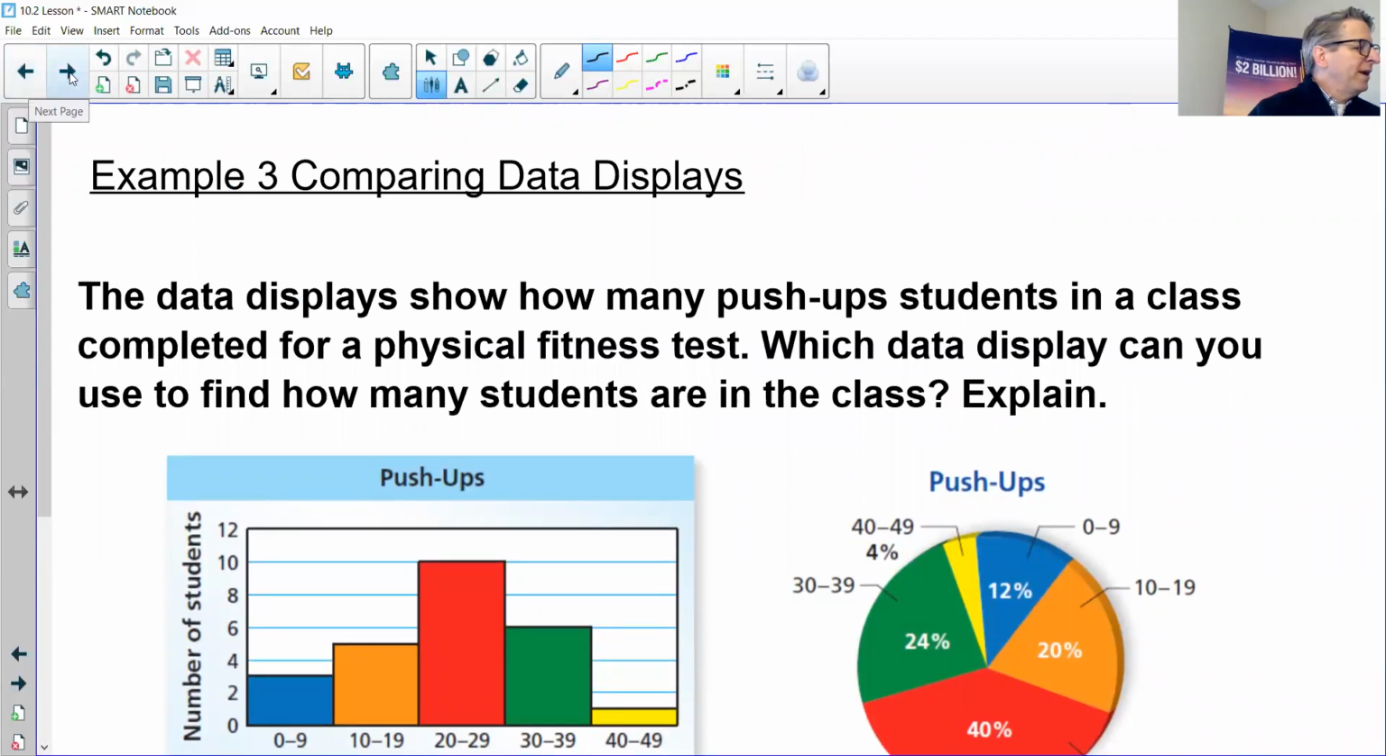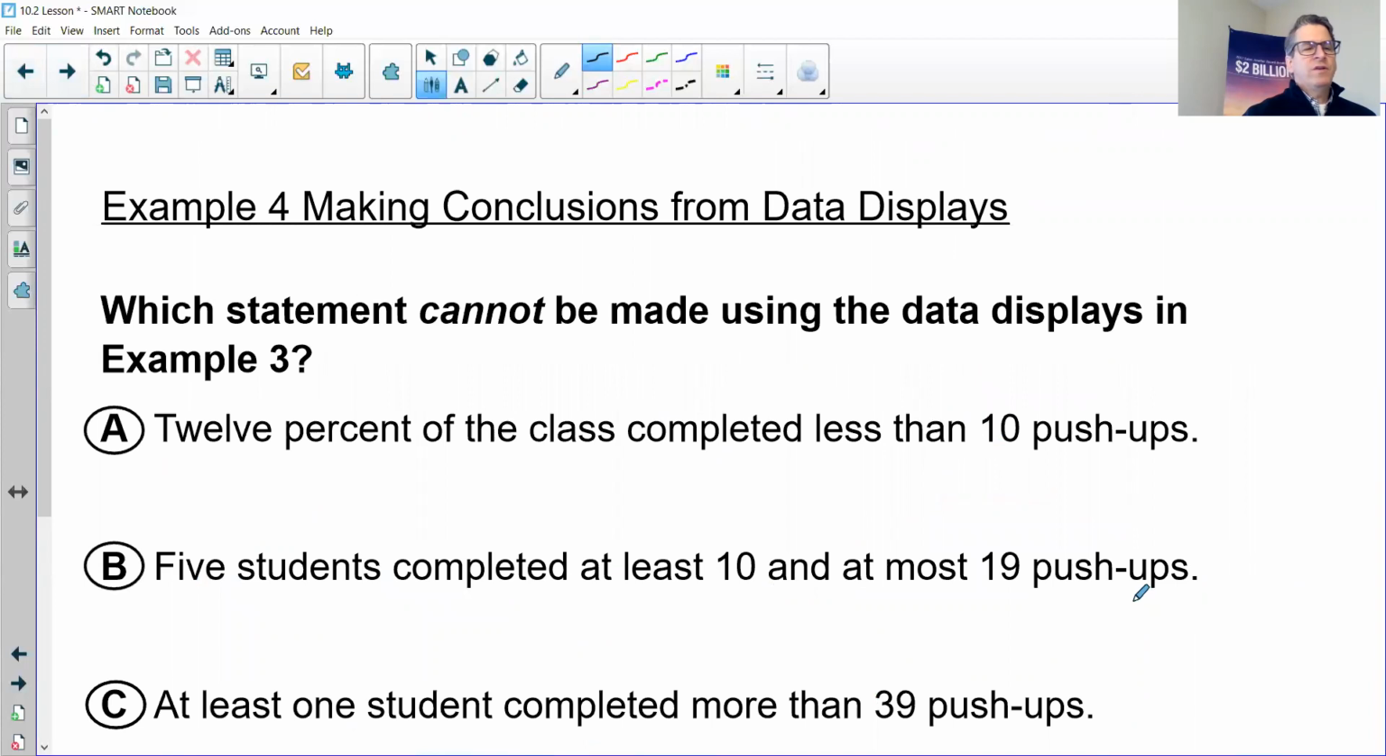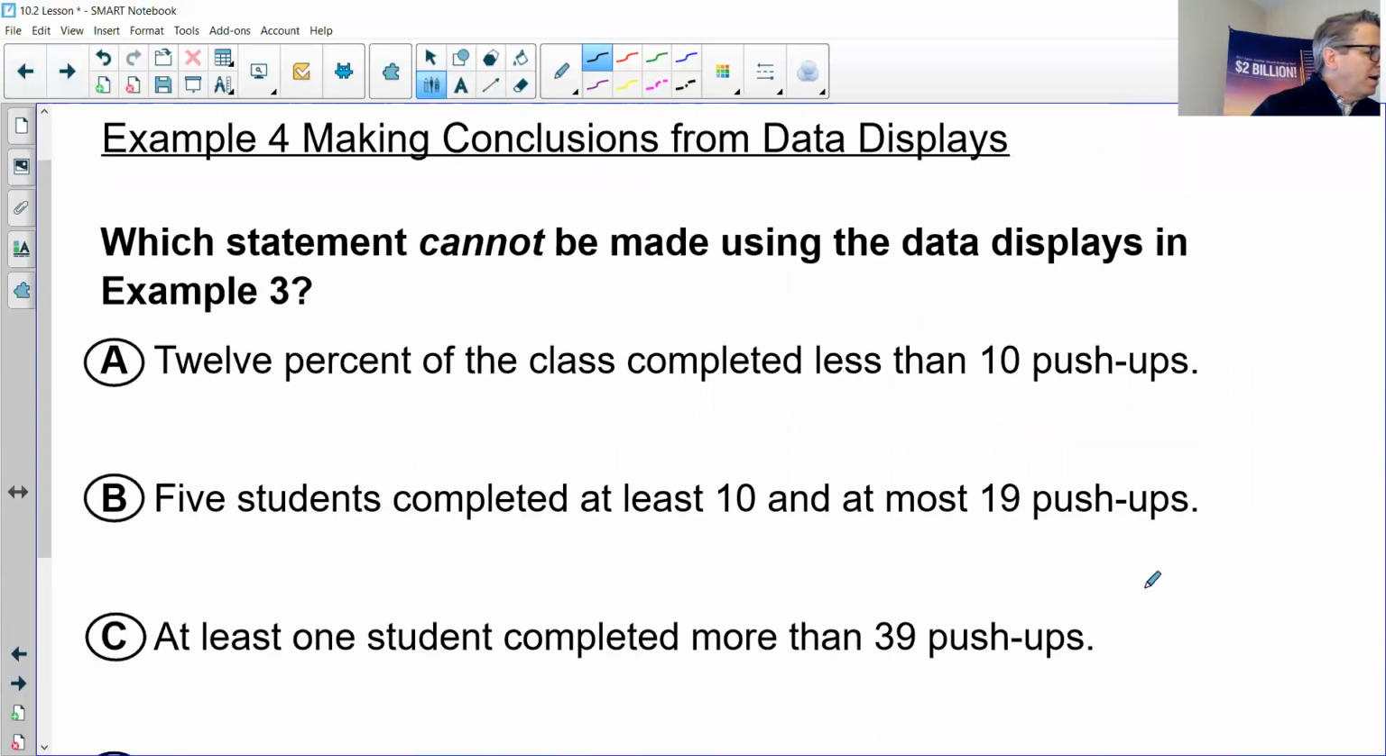Example 4, making conclusions from data display. This is the last example, and we have a couple on your own. Which statement cannot be made using the data displays in example 3? Let's look at this one. Letter A, 12% of the class completed less than 10 push-ups. Letter B, 5 students completed at least 10 and at most 19 push-ups. Letter C, at least 1 student completed more than 39 push-ups. And letter D, 29% of the class completed 30 or more push-ups.